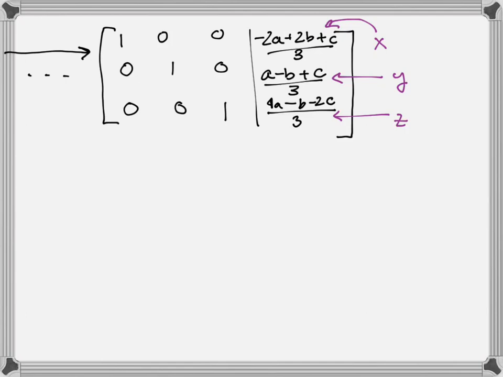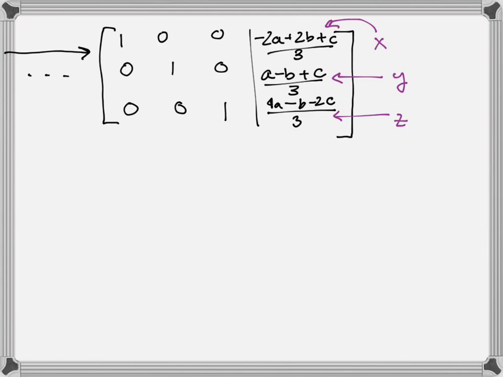So negative 2a plus 2b plus c, that's my x vector. A minus b plus c over 3, that's my y vector. Sorry, my x vector, I think I forgot to divide by 3 verbally. And then my z vector is 4a minus b minus 2c over 3.